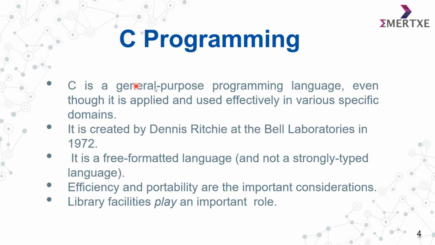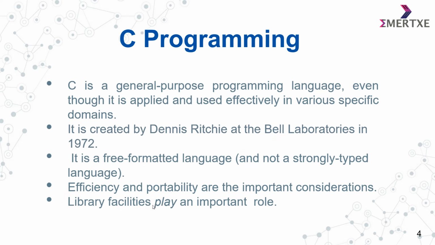C programming is a basic general purpose programming language, even though it is applied and used effectively in various specific domains because of its efficiency and portability. It was created by Dennis Ritchie at Bell Laboratory in 1972. It is a free formatted language, meaning not a strongly typed language. C programming basically provides library facilities which play an important role for programmers.